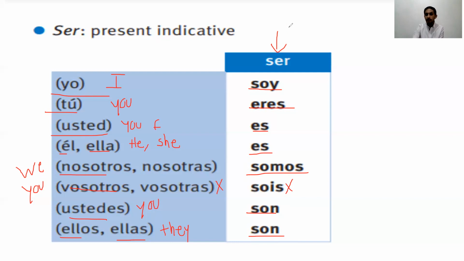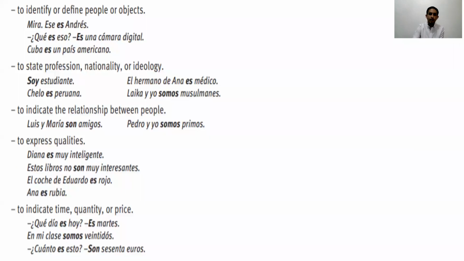Okay? Now we have the verb to be. Let's continue with how we use it. The first use is to identify or define people or objects. So with our name, guys, soy Victor, right? And for instance, with objects, this is a pen. In Spanish, esta es una pluma. We are defining, so this is a pen.